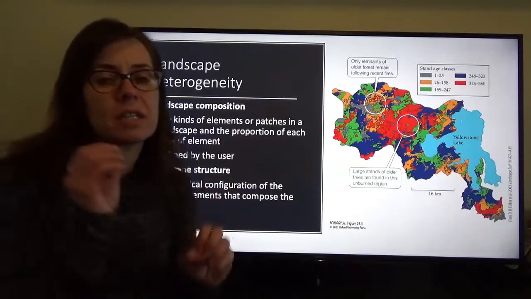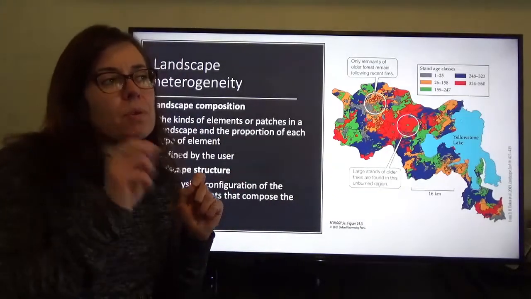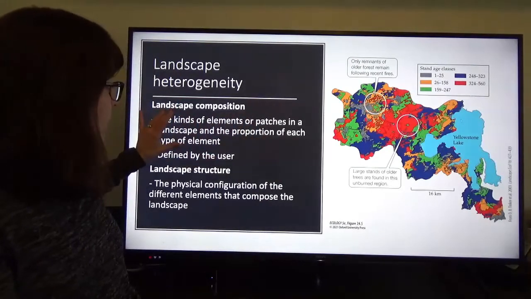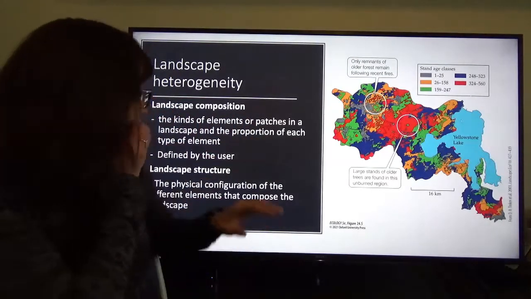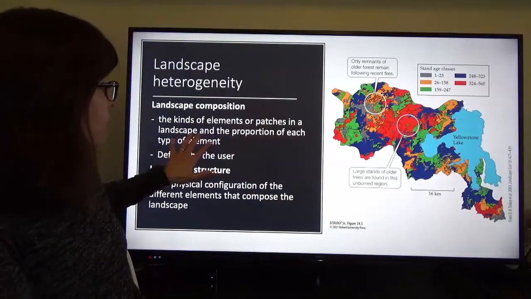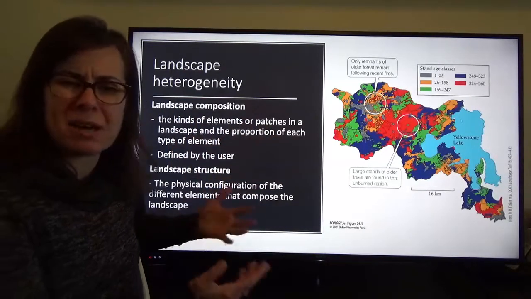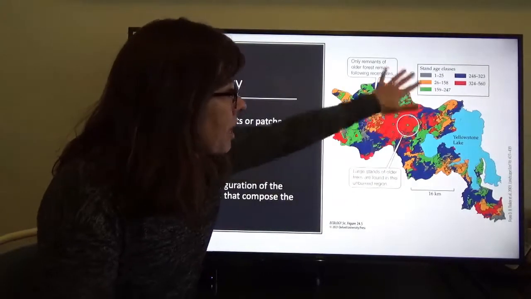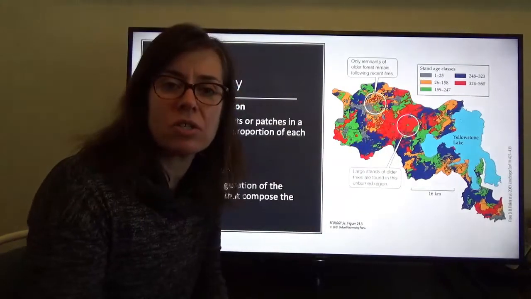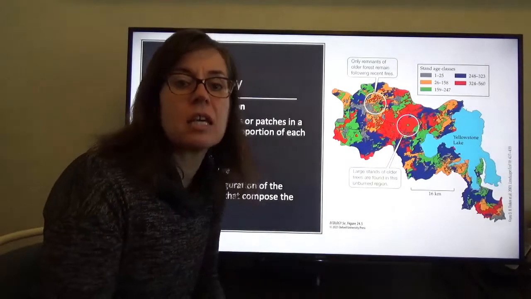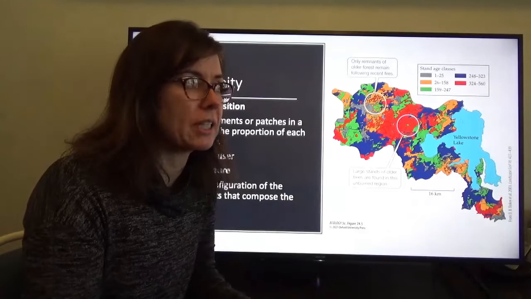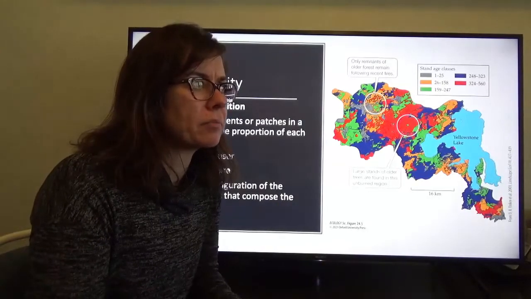of element. We just talked about species richness and evenness, and you could think about this component as an analog to that, right? The kinds of elements or patches in a landscape is kind of like the species richness. How many different elements do you have in this landscape? In this particular landscape, we have 5 different elements, 5 different colors, just like in the example of the butterflies, where we had 4 different colored butterflies, if you recall: pink, yellow, blue, and orange, I think.